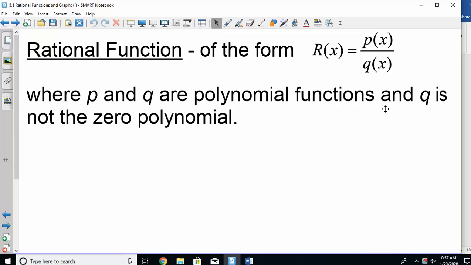The first piece that we need to look at with these is the domain. When we were talking about polynomials, our domain was always everything. The graph kept going in both directions. When we're talking about these rationals, though, we have to worry about something. Because of the fraction, what can't happen in a fraction?